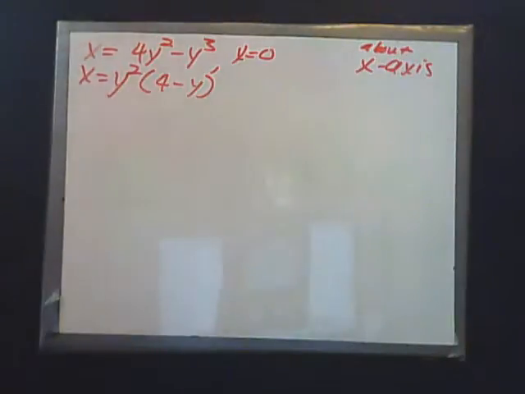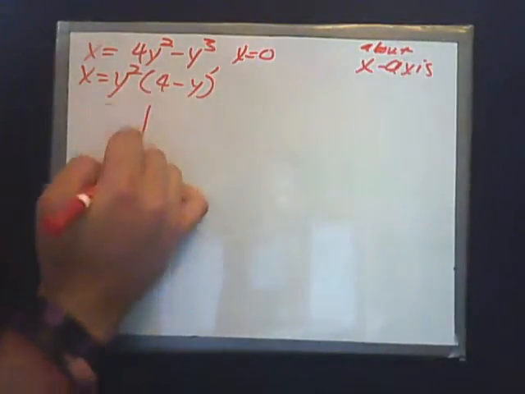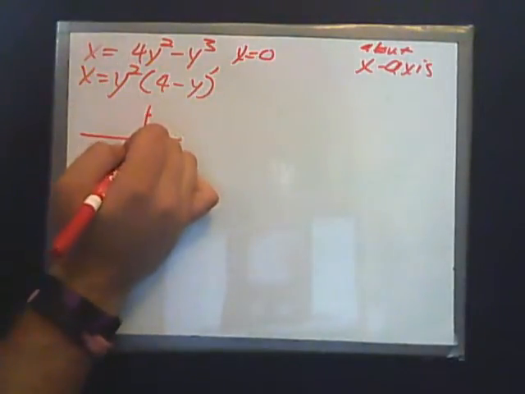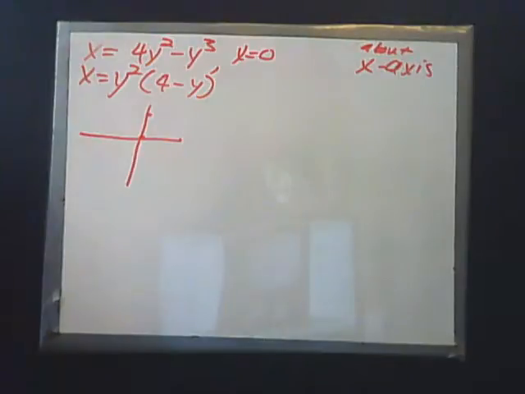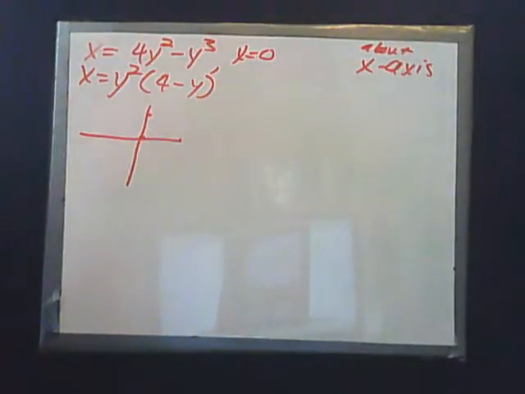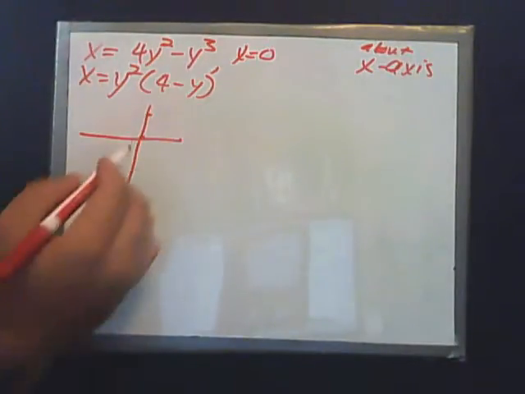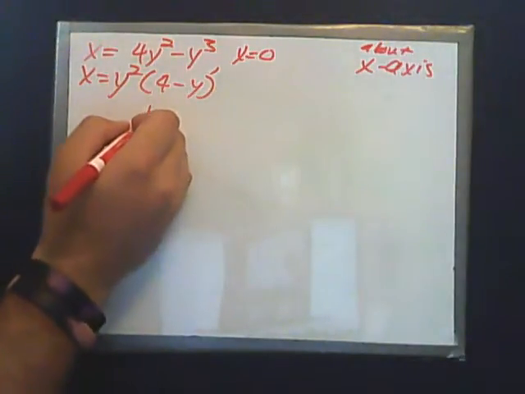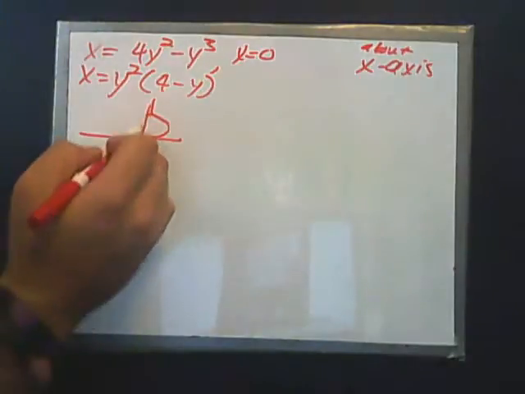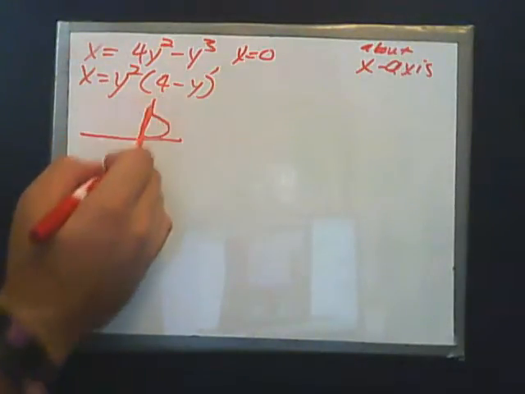So now we know it crosses 0 when y is 4 or when y is 0. And now when y is between 0 and 4, we've got a positive times a positive. So it's going to go positive here, and it's going to end up looking something like this. Alright, this is also bounded by the line x equals 0, which is just the y-axis.